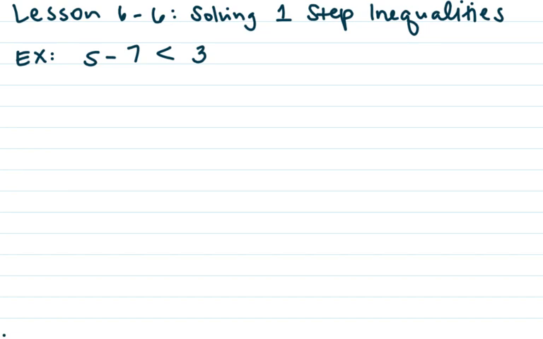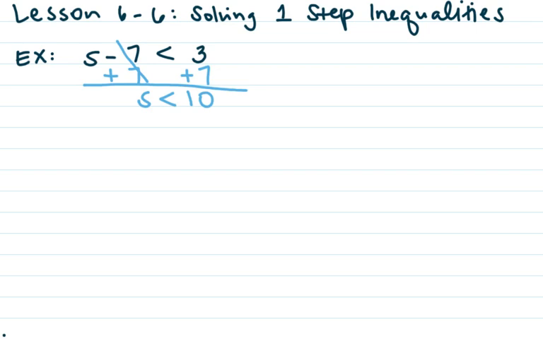alone. So in this example, we have s minus 7 is less than 3. So we're looking for all values of s that make this inequality true, that makes the left side less than 3. So I know that the opposite of subtracting 7 is adding 7. So I'm going to add 7 to both sides. That cancels out. I'm left with s is less than 10. So in order for this statement to be true, s must be less than 10.